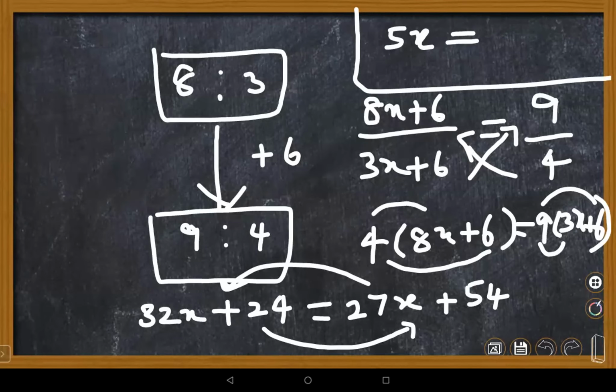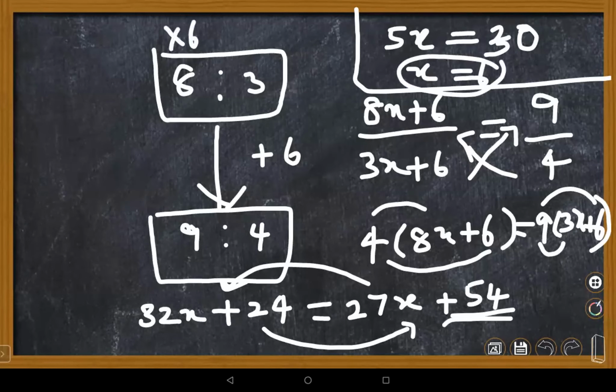54 here, right side you have 24. 54 minus 24. So 5x is equal to 30, and x is equal to 30 by 5, so x is equal to 6. If x equals 6, the present ages are 8 into 6 and 3 into 6.